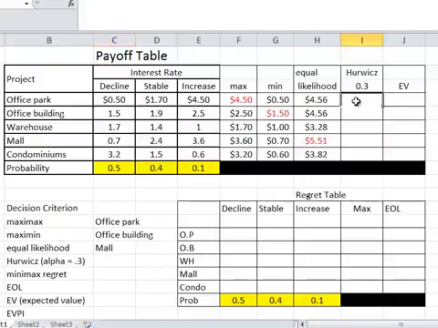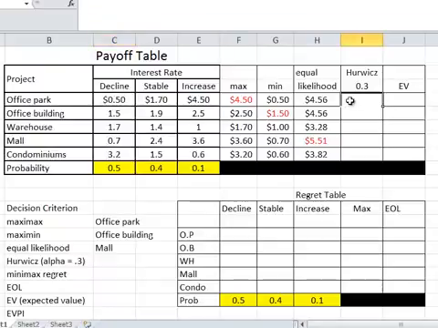to happen. Let's look at option 1, Office Park. The best scenario would be interest rate goes up and Office Park gives us a profit of $4.5 million. So that is the best case for us. The worst case would be interest rate goes down and the resulting profit will be $500,000. How likely is it going to be? 1 minus alpha, which is 0.7.